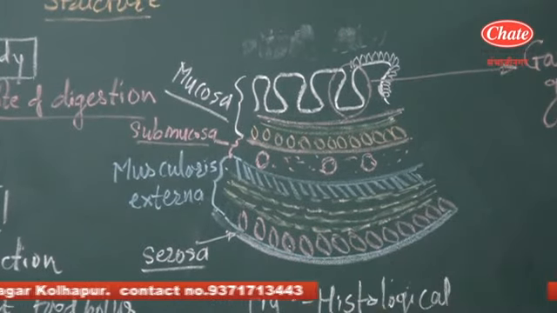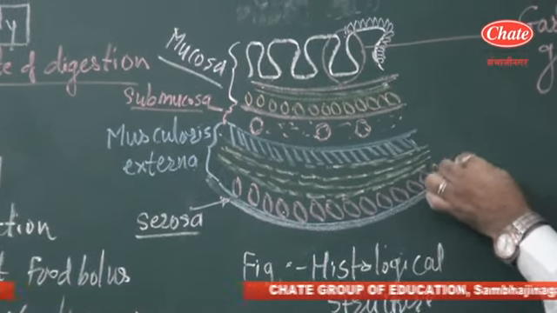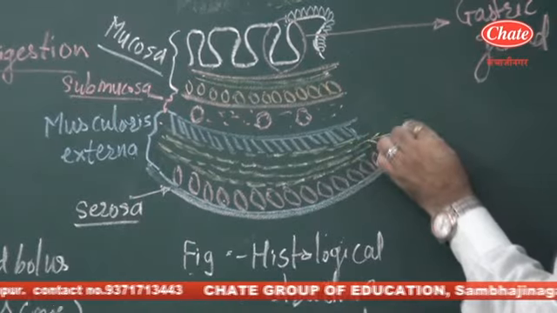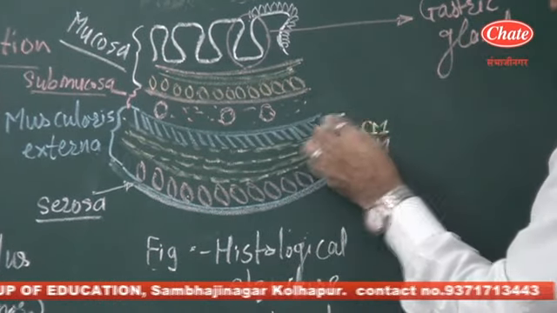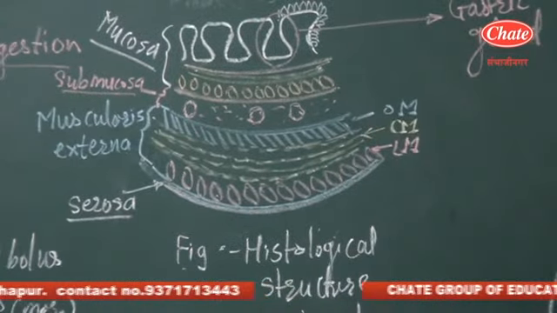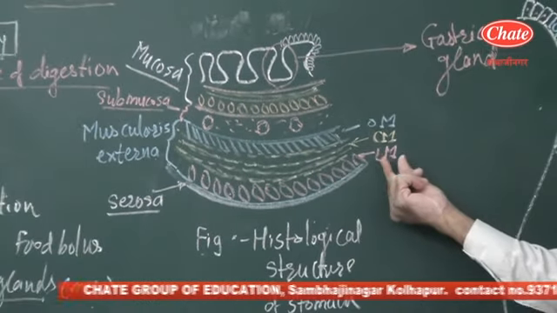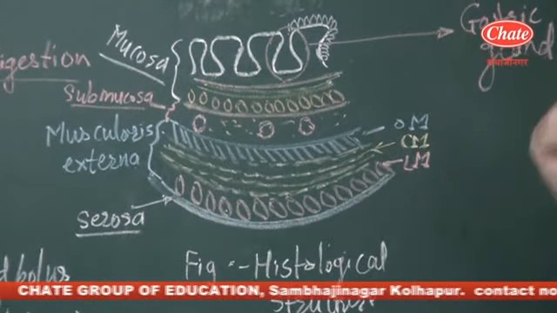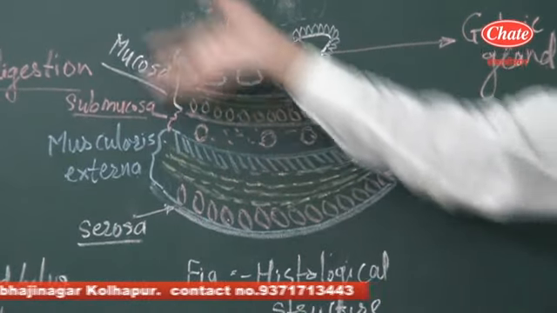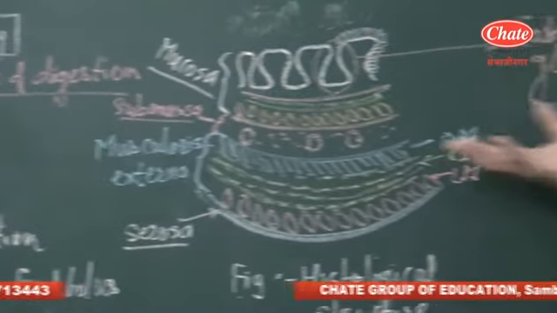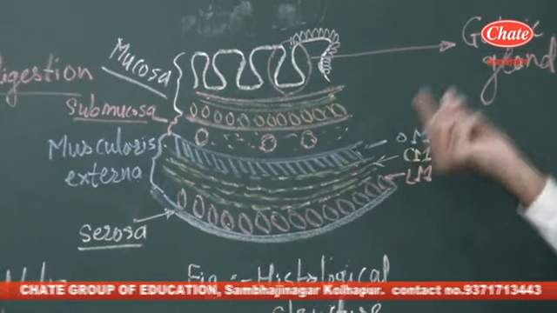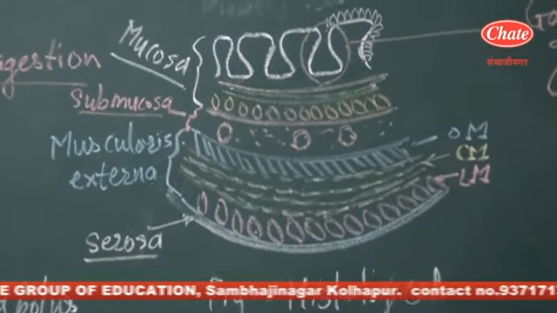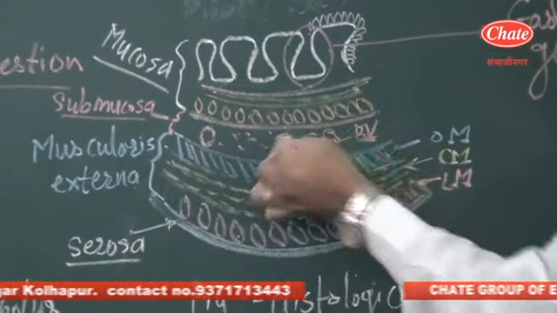In the muscularis externa region, we can observe three different types of muscle: longitudinal muscle, then in the middle circular muscle, and inner oblique muscle. On the basis of arrangement, they are longitudinally arranged, so longitudinal muscle; circularly arranged, so circular muscle; obliquely arranged, so oblique muscle. The muscularis externa is thick because it shows contraction and relaxation, mechanical digestion, a process termed the churning process.